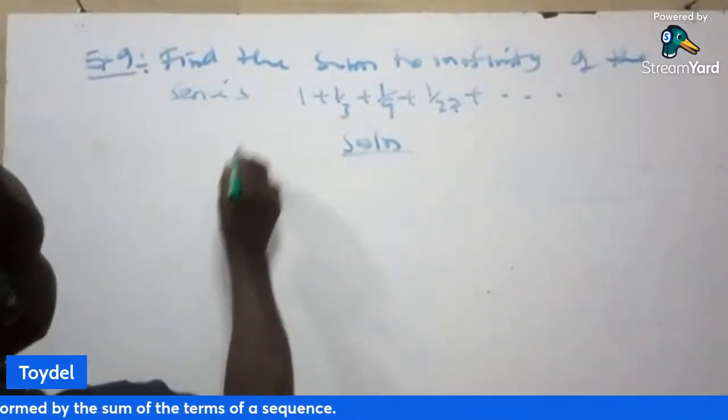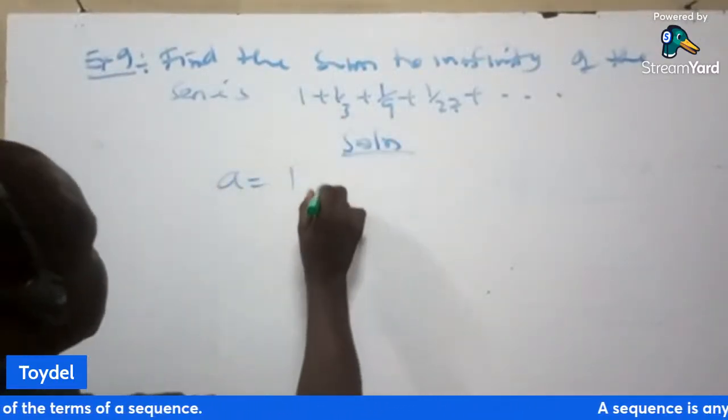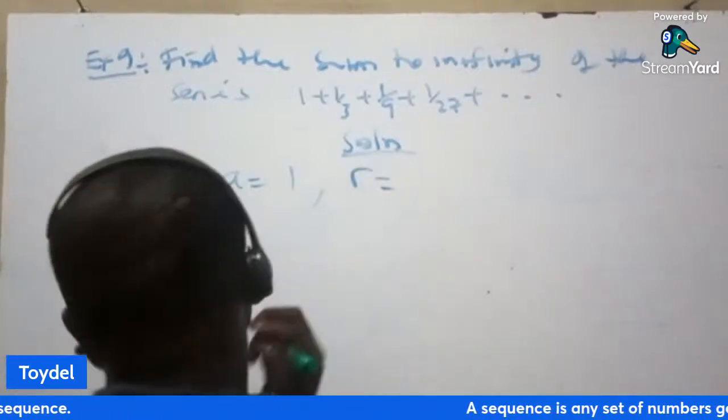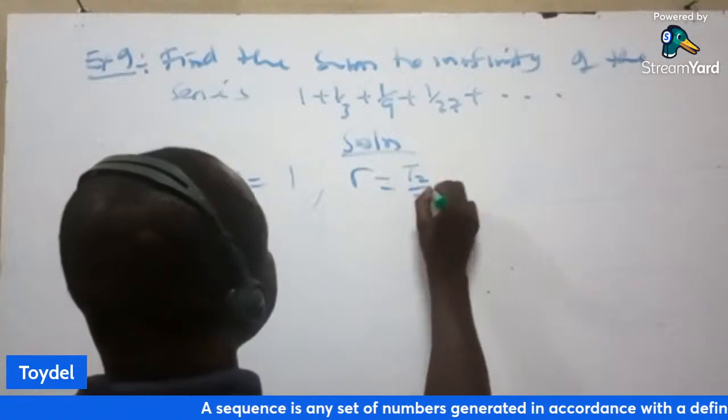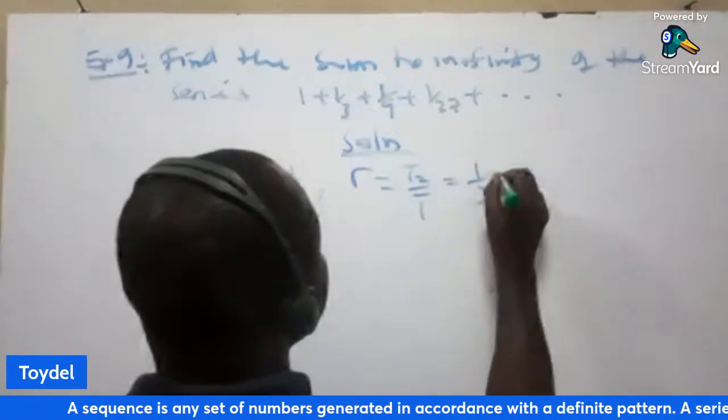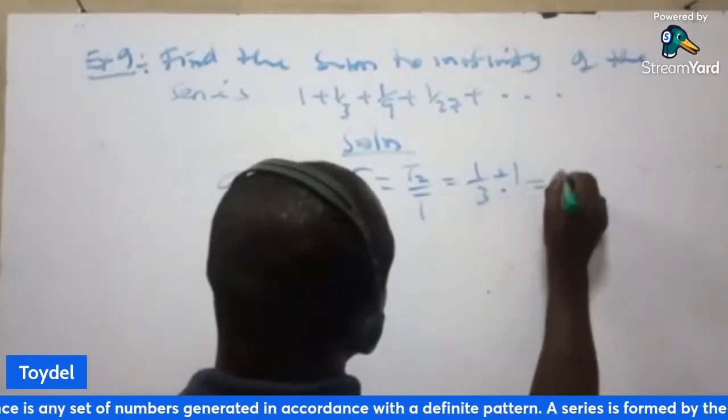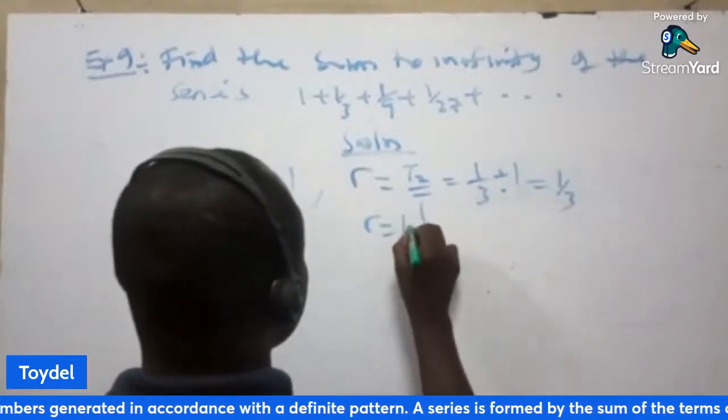So in this case, a is equal to 1. Then what is the common ratio? Common ratio will be second term divided by first term. So that will be T2 divided by T1. T2 is 1 all over 3 divided by 1, which is still the same thing as 1 all over 3. So r is equal to 1 all over 3.